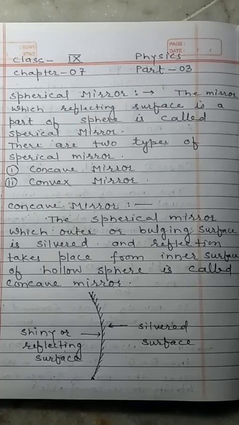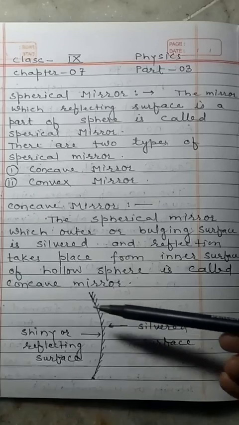Concave mirror. The spherical mirror whose outer or bulging surface is silvered and reflection takes place from the inner surface of the hollow sphere is called a concave mirror.